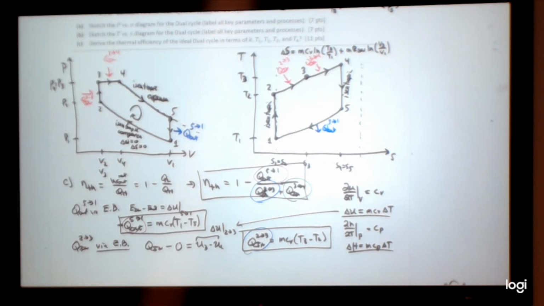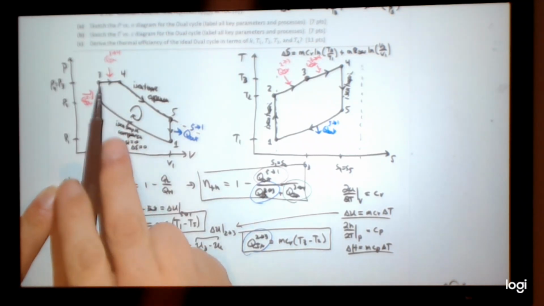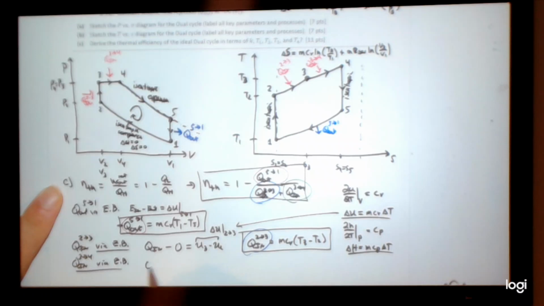So let's just do an energy balance. And again, what looks simpler graphically? The nice straight line. It wasn't vertical, but it was horizontal, versus some curvature, right? So Qn 3 to 4 via energy balance. So doing that, 3 to 4, do I have heat in? Yes. Qn 3 to 4.